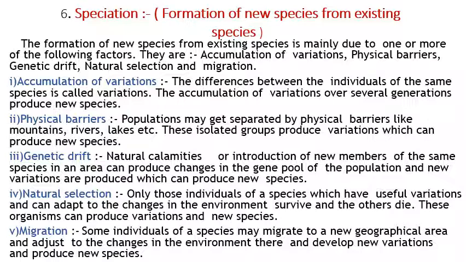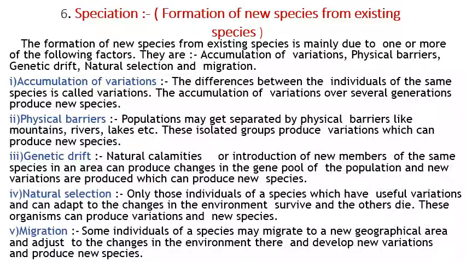The differences between the individuals of the same species are called variations. The accumulation of variation over several generations produces new species. Second is physical barriers. Populations may get separated by physical barriers like mountains, rivers, lakes, etc. These isolated groups produce variations which can produce new species.